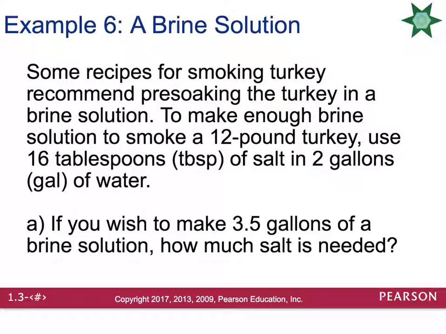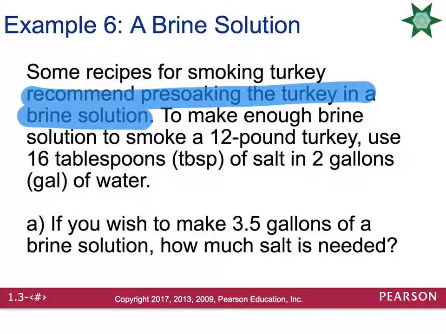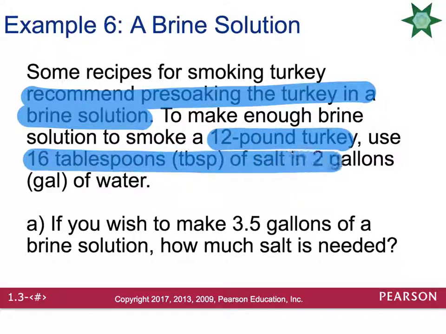Let's look at an example of a brine solution for smoking turkey. They recommend pre-soaking the turkey in a brine solution, which is a liquid that's kind of salty and might have other ingredients in it. To smoke a 12-pound turkey, use 16 tablespoons of salt in 2 gallons of water. So there's our brine solution.